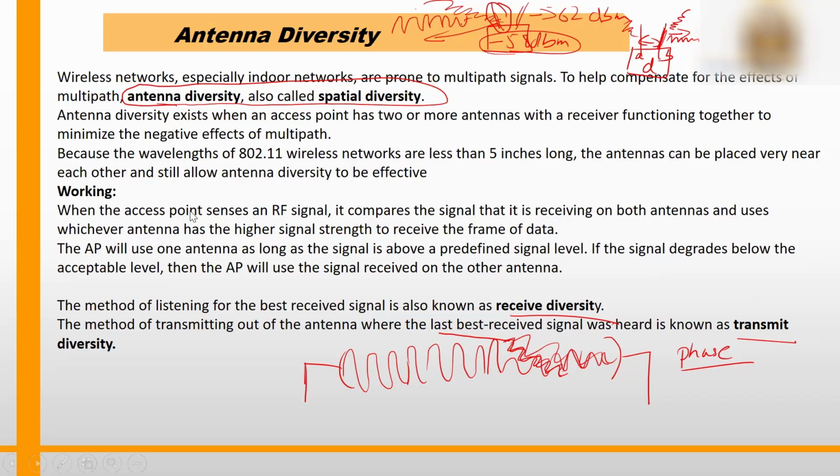When the access point senses the RF signal, it compares the signal received on both antennas and uses whichever antenna has the higher signal strength. The AP will use one antenna as long as the signal is above a predefined signal level. If the signal degrades below the acceptable level, the AP will use the signal received on the other antenna.